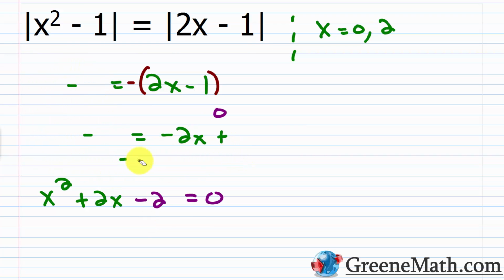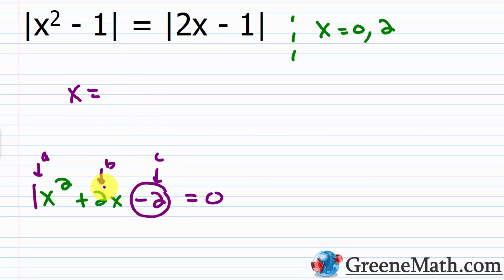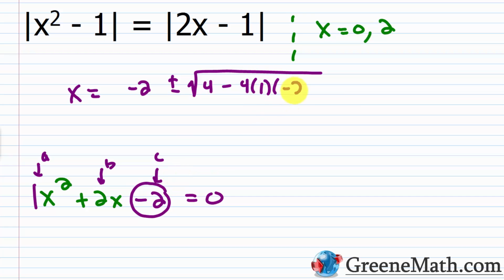So let me erase this so we have a little room to work. And we already know that this has an implied coefficient of 1. So that's my A, this is my B, and this -2 here is the C. So x equals what? It's -b, b is 2, so -2, plus or minus the square root of b squared. Again, b is 2, 2 squared is 4, minus 4 times a is 1, times c is -2.